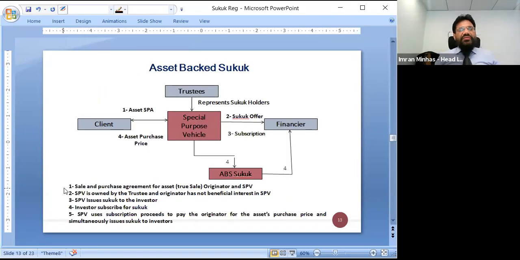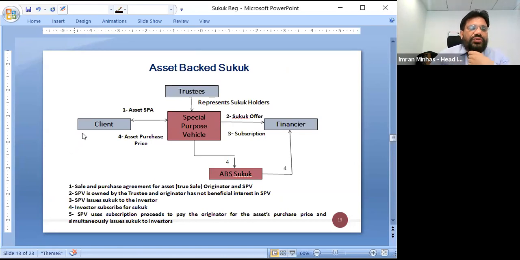Now you see how asset-backed Sukuk work basically. In this, you need to see what the purpose of the transaction is. If it is to generate some liquidity, the asset is given by the client, and if the purpose is actually to acquire the asset, it may involve a third party in this transaction.